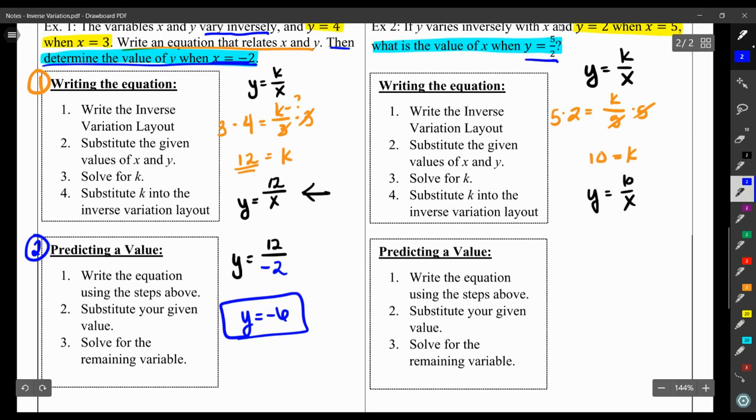So y is a fraction, so this y is really 5 over 2, equal to 10 over x. This should hopefully look familiar. This is a proportion, so we need to find x. Well, the problem is x is sitting in the denominator right now. So what you guys have learned in the past is cross multiplication. When you have a single fraction equal to a single fraction, you solve this by doing cross multiplication.